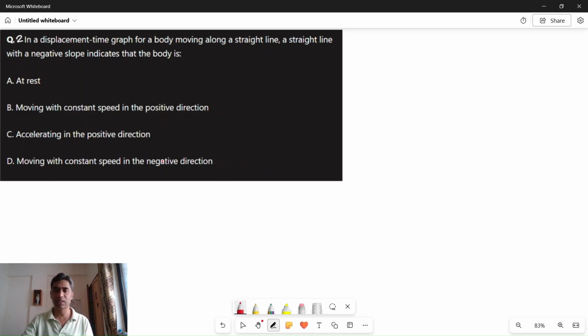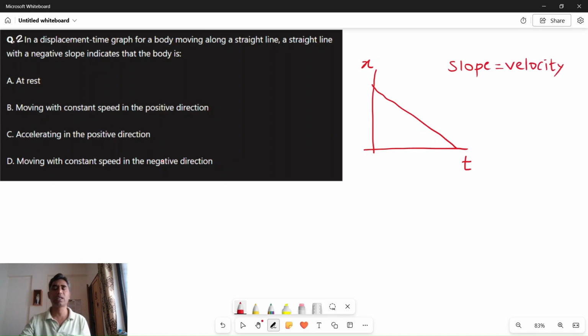So the graph is something like this. It's a very familiar x-t graph. This is a straight line with a negative slope. See, on an x-t graph, slope is equal to velocity. Slope on the x-t graph represents velocity. If it is a positive slope, then it is a uniform positive velocity. Now, if it is a negative slope, that means the body is moving with constant speed in the negative direction. So this should be the correct option.